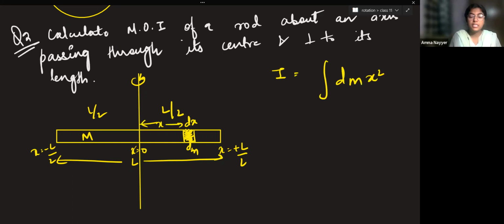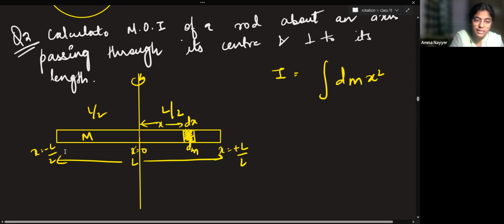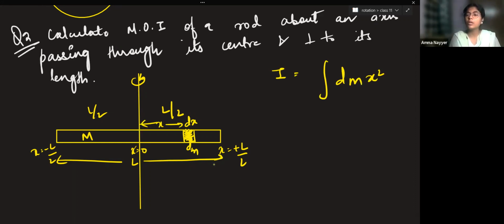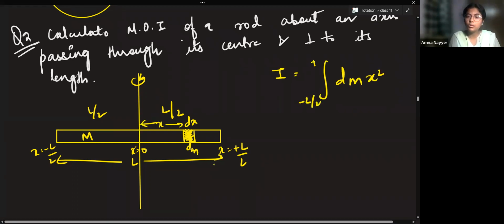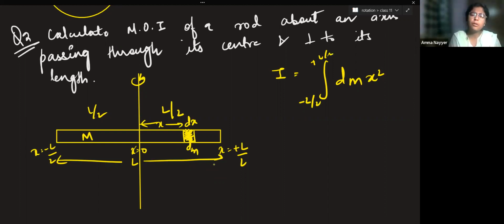We have to integrate it for the entire rod. So from minus L by 2 to plus L by 2. This is not what you are trying to find out. So from minus L by 2 to plus L by 2. Now dm, the problem right now is that this is dm.